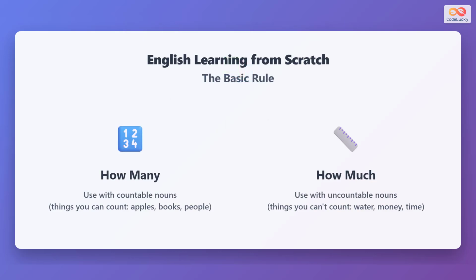Here is the basic rule. Use how many with countable nouns. Countable nouns are things you can count like 1 apple, 2 apples, 3 apples. Use how much with uncountable nouns. Uncountable nouns are things you cannot count individually like water, money, or time.